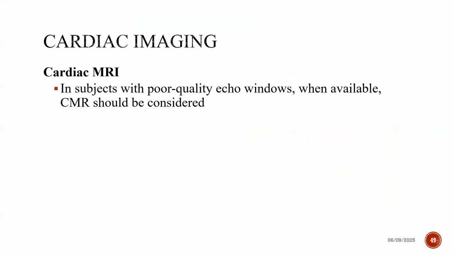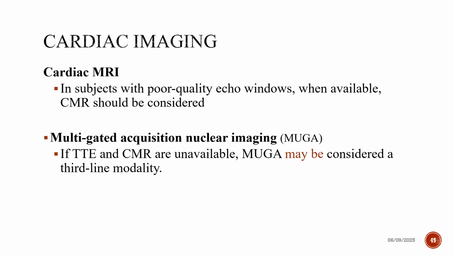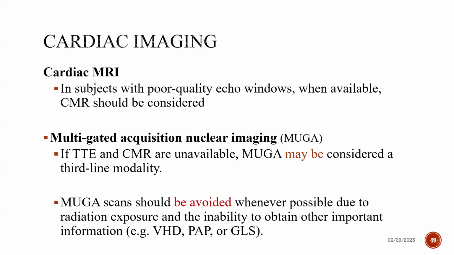Okay, so we'll now look at cardiac MRI. This is only recommended in patients who have poor echo windows. And then you also have multi-gated acquisition nuclear imaging. And it's usually the third line imaging modality after transthoracic echo and then cardiac MRI. And it should only be done where an echo or MRI is not available. So it's usually the third line modality. And in most cases, it should be avoided where possible.